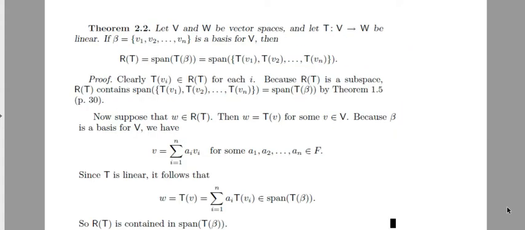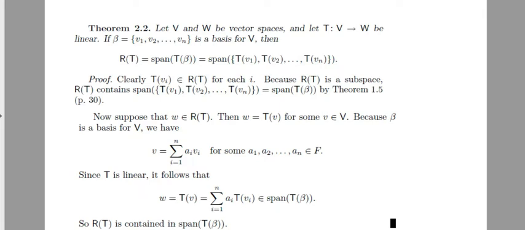Next theorem. Let V and W be vector spaces and let T from V to W be linear. Now if beta, V1 to Vn, is a basis for V, then range space of T is equal to span of T of beta, that is span of TV1, TV2 till TVn. So if we know a basis of V and we know a linear transformation from V to W, then that basis will be mapped to a spanning set of the range. Let us see the proof.